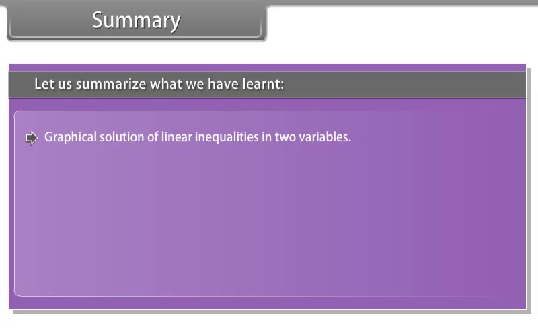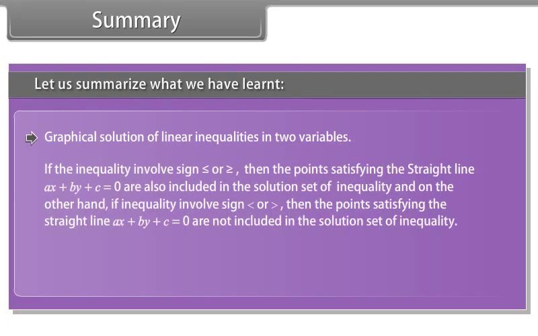Graphical solution of linear inequalities in two variables. If the inequality involves the sign less than or equal to, or greater than or equal to, then the points satisfying the straight line ax plus by plus c is equal to 0 are also included in the solution set of the inequality. And on the other hand, if the inequality involves the sign less than or greater than, then the points satisfying the straight line ax plus by plus c is equal to 0 are not included in the solution set of the inequality.